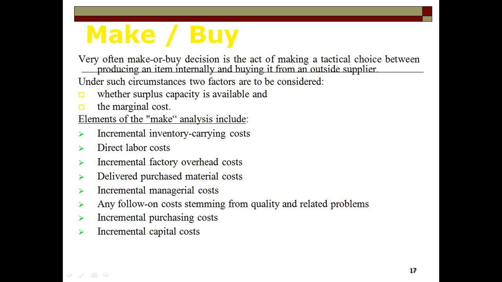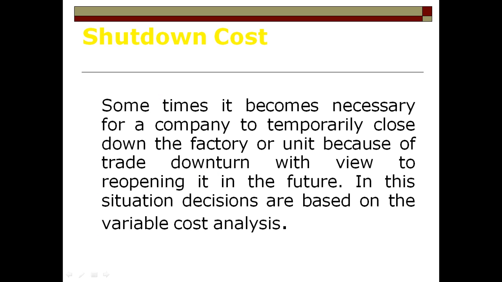Firstly, the make or buy decision. It is related to producing an item internally or buying it from an outside supplier. In these circumstances, two factors are to be considered: whether surplus capacity is available and the marginal cost. Elements of make analysis include incremental inventory carrying cost, direct labor cost, incremental factory overhead cost, delivered purchased material cost, incremental managerial cost, any follow-on cost, incremental purchasing cost, incremental capital cost.